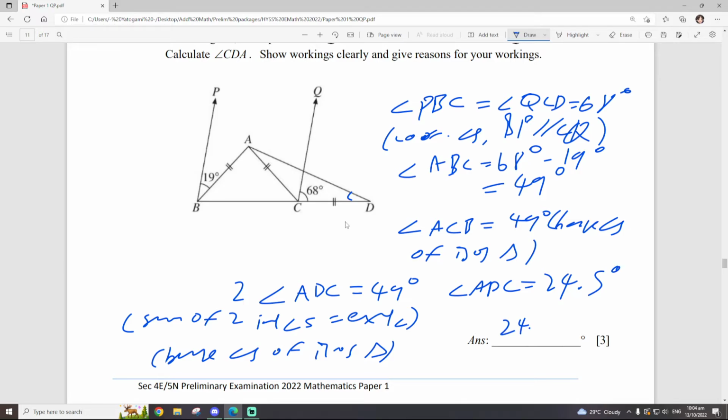Another way to see this is to actually see that there's a circle you can draw through ACD. The C is the center, and AC and CD are radii, and then this is 49, right? So then angle at center is 2 times angle at circumference. So 49 divided by 2. So that's another possible way.